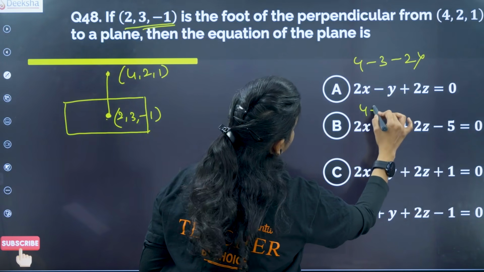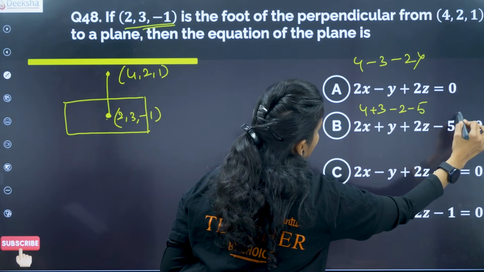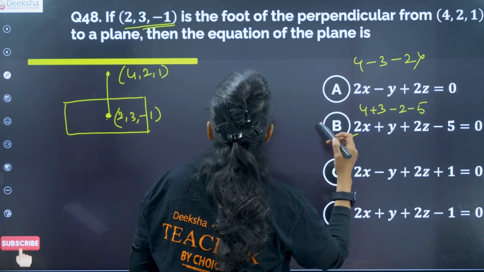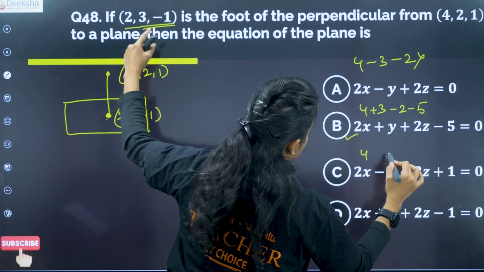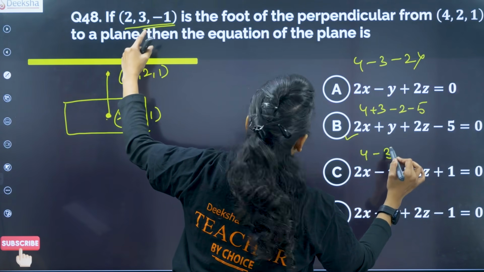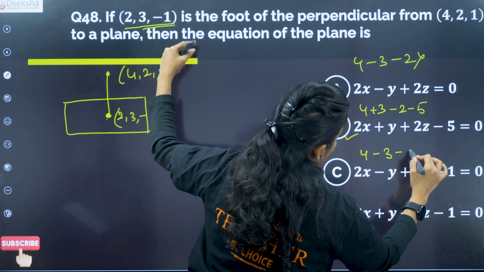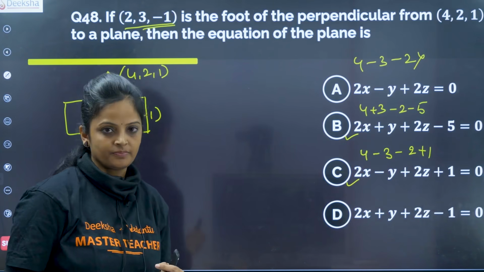4 plus 3 and minus 2 minus 5. Yes, this option is satisfying. I can't finalize yet, because I don't know whether only this option is satisfying or some other option is also satisfying. So let's check that. Okay, putting 3, here minus 2, so minus 1, so minus 2 comes, plus 1. So this is also satisfying, as I told.